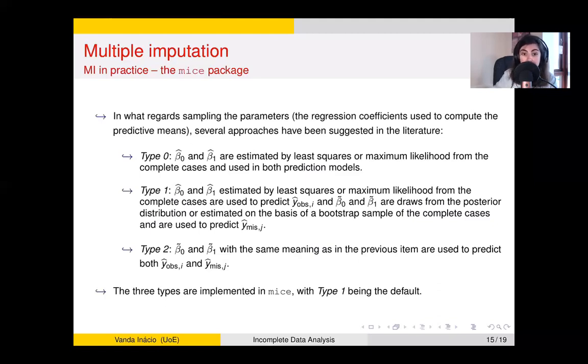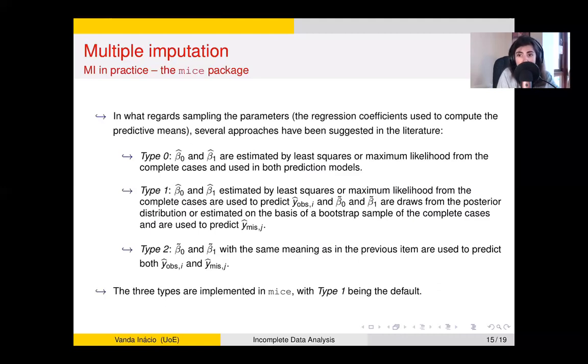Type 0 is also available, and it's curious that type 1 was already proposed in Little's paper in 1988, where predictive mean matching was proposed, and it was ignored for many years. It was not until around 2010 that some studies showed that in fact it's the best way to acknowledge parameter uncertainty, and that's why it is the default in mice. So the default in mice is type 1.